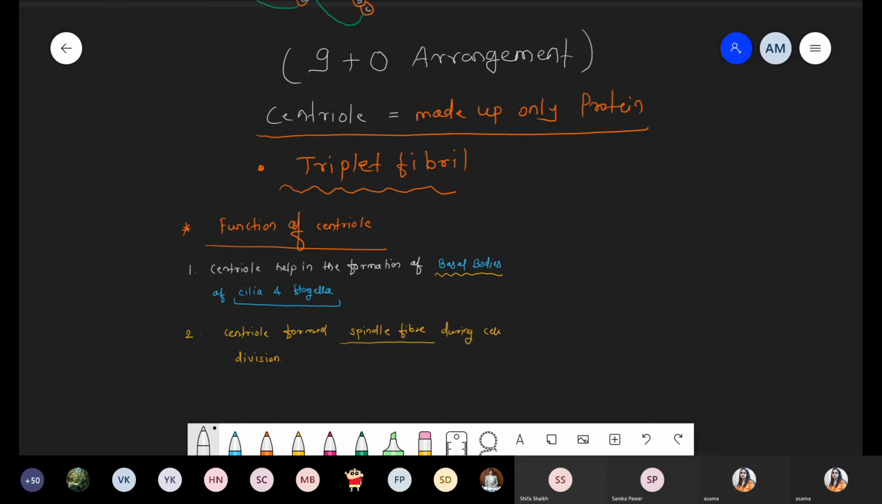Done. Should I continue? Yes, ma'am. Okay, chalo. So the next point we are talking about is the typical structure of cilia and the flagella.